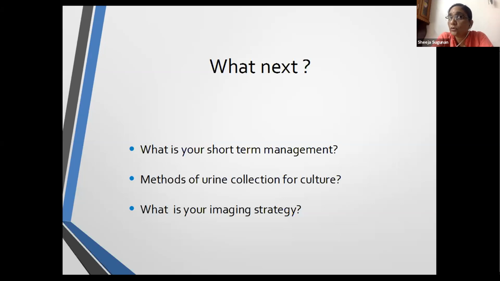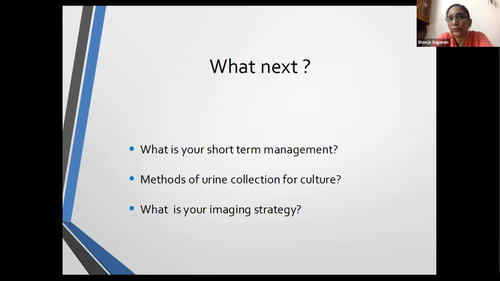The next is, do you want to send a repeat culture? A repeat culture definitely is not mandatory. But if after 72 hours of appropriate therapy, the child is not showing response, the child remains febrile and toxic, then a repeat culture is needed. Then how do you want to take the culture?